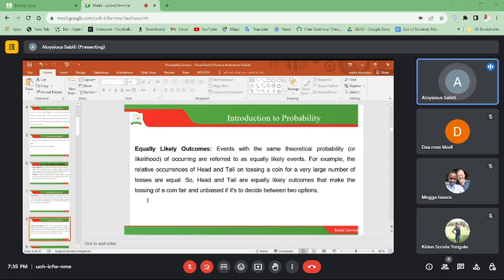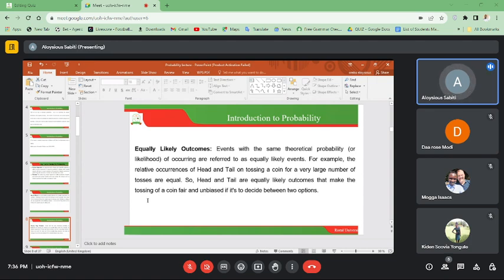So we are saying that a coin has equally likely outcomes because it has two outcomes. It is either a head or a tail. Therefore, whether you toss it three or four times, the chances that the outcomes will be equal are the same, because there are only two options.